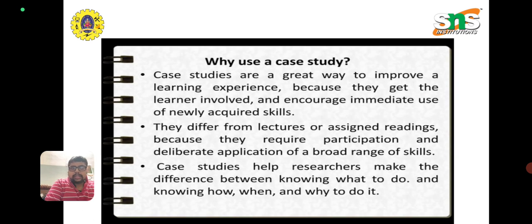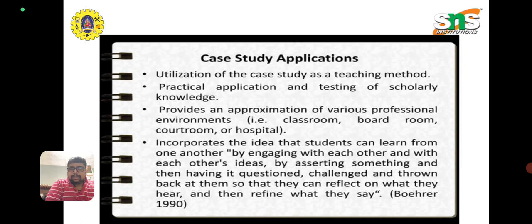Why do we need to use case studies? Case studies are a great way to improve the learning experience because they get the learner involved and encourage immediate use of newly acquired skills. They differ from lectures and assigned readings because they require participation and deliberate application of a broader range of skills. Case studies help researchers to tell the difference between knowing what to do and knowing how, when and why to do it.